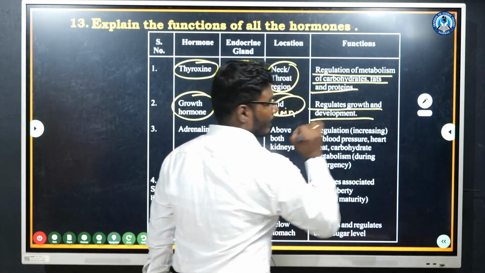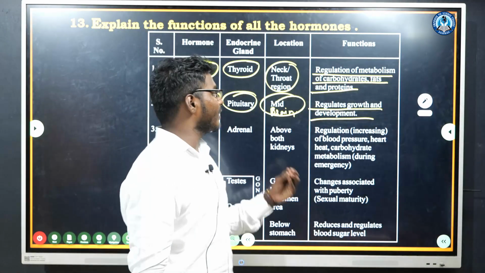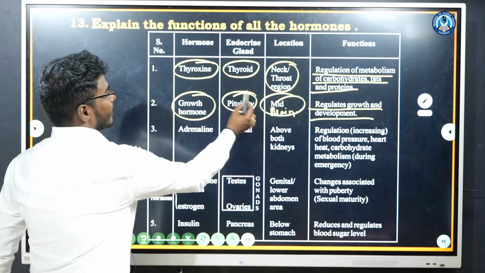Regulates its growth and development. Almost the human being's entire development is being controlled by this pituitary gland.